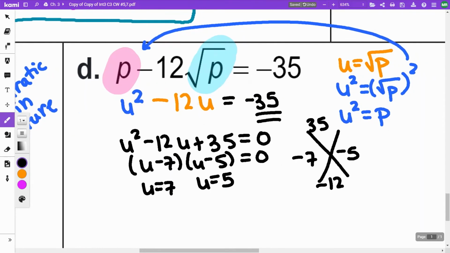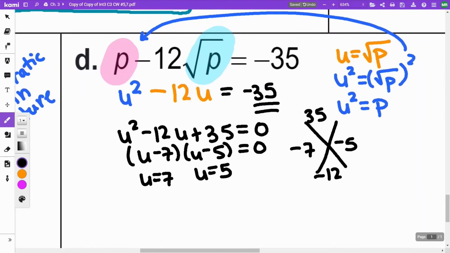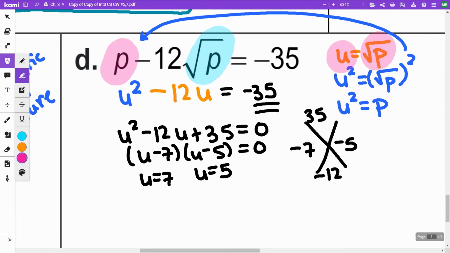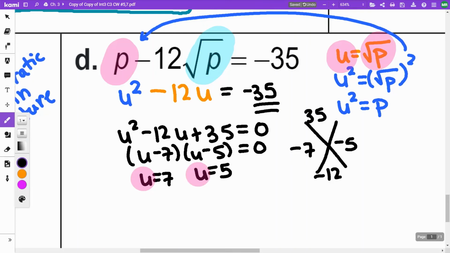But we did not have a u. What did u represent? U represented the square root of p. So in place of that and in place of that, I'm going to write the square root of p. So I'm going to have the square root of p is equal to 7.